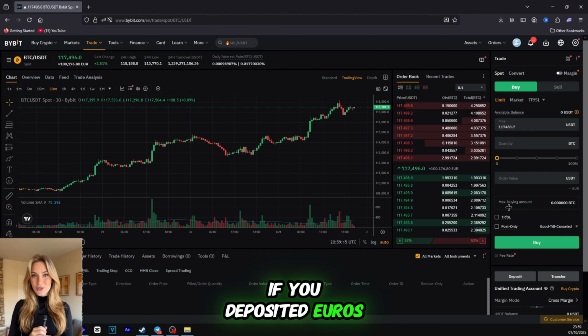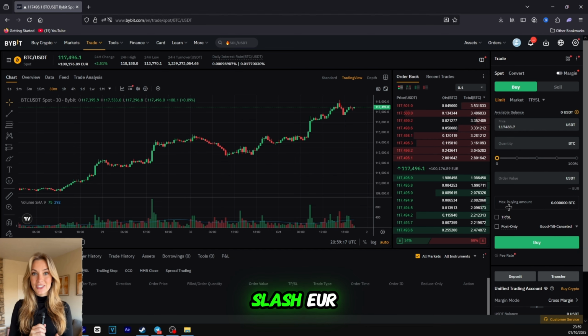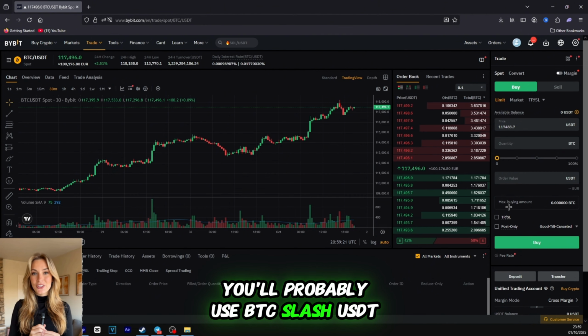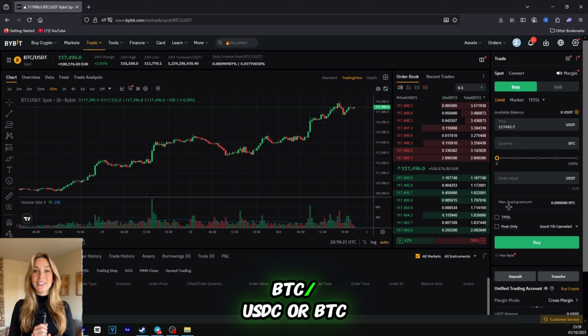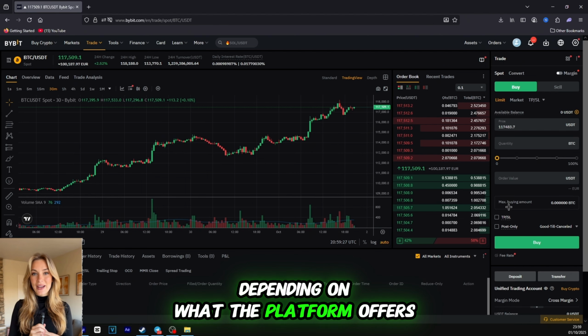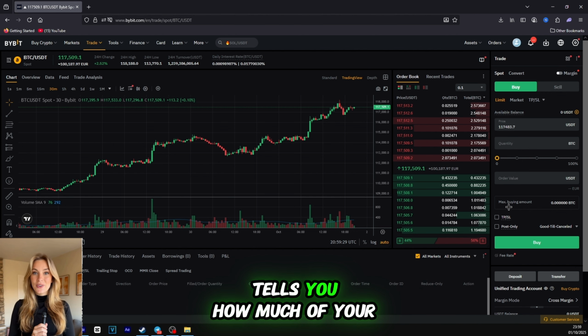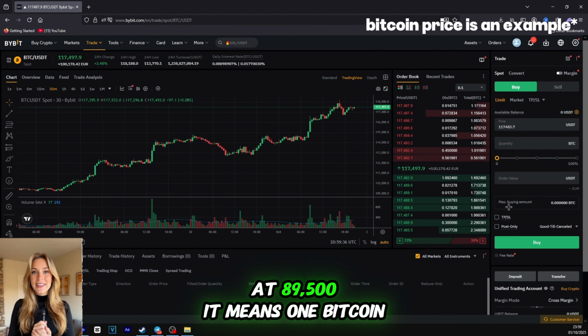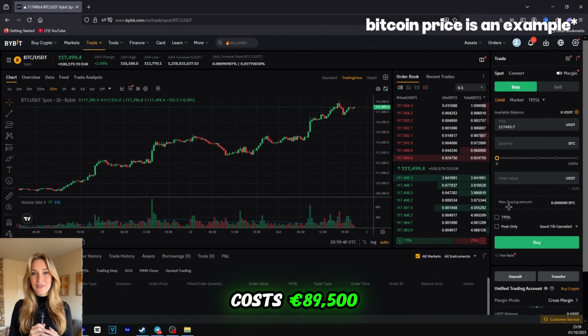If you deposited euros, you'll want to trade BTC/EUR. If you deposited dollars, you'll probably use BTC/USDT, BTC/USDC, or BTC/USD, depending on what the platform offers. The trading pair tells you how much of your base currency it costs to buy 1 unit of Bitcoin. So if you see BTC/EUR at 89,500, it means 1 Bitcoin costs 89,500 euros.